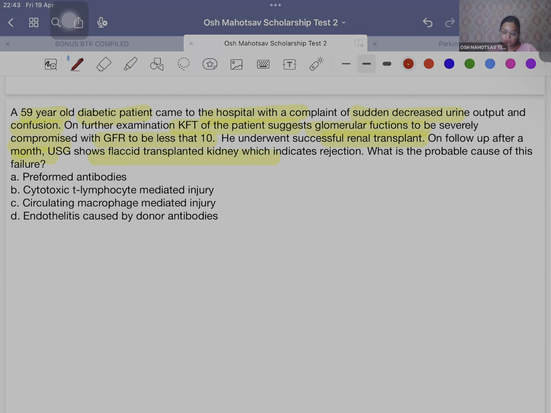So, what is the type of rejection? The answer will be preformed antibodies, since they have more type 2 hypersensitivity reaction than the type 4, so the answer will be preformed antibodies.